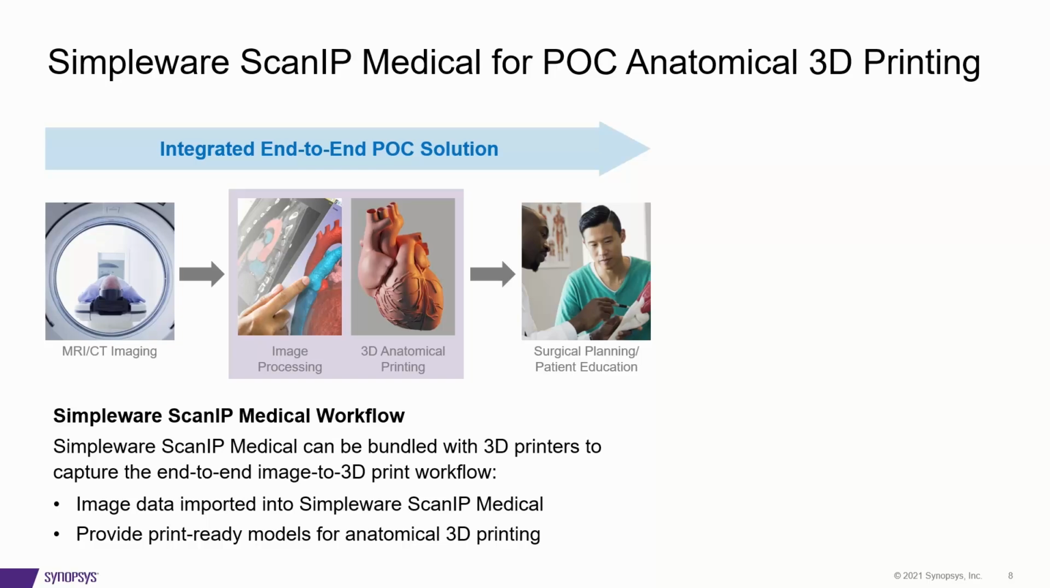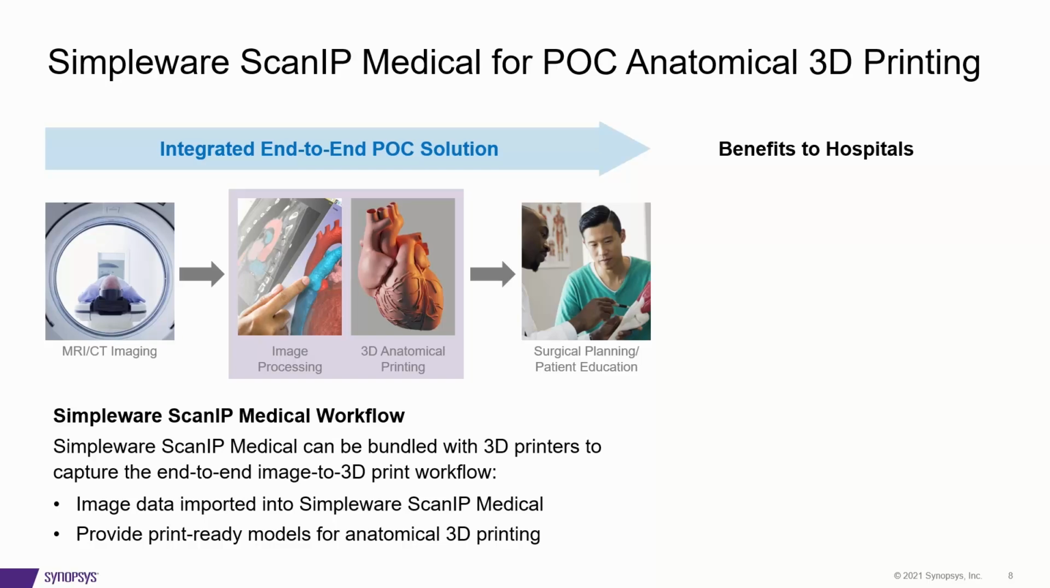So if you have the software and then the hardware, you can put them together and really have a nice workflow. The image data would be imported into Simpleware Biomedical, and then using our 3D printing toolkit, which my colleague Ross will demonstrate, you can provide print-ready models for anatomical 3D printing.